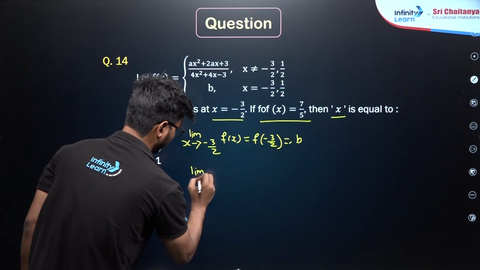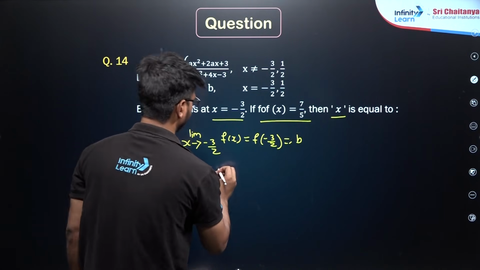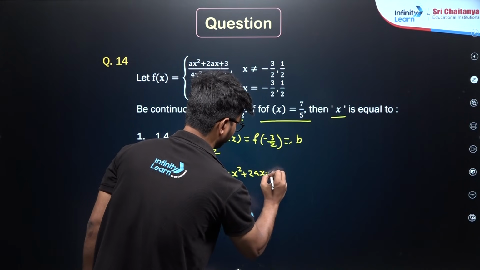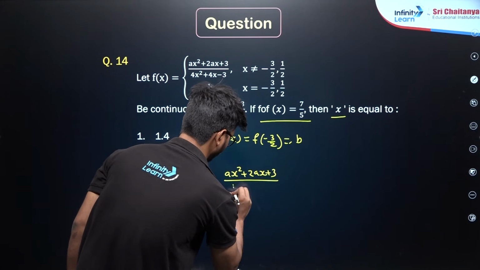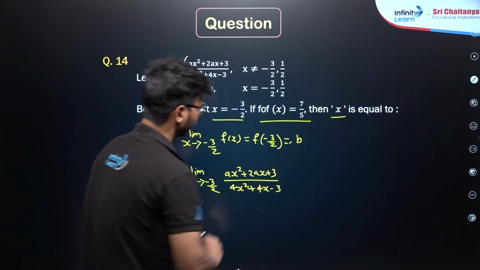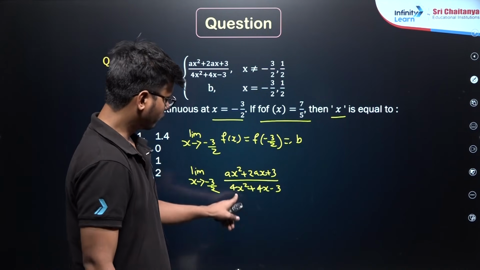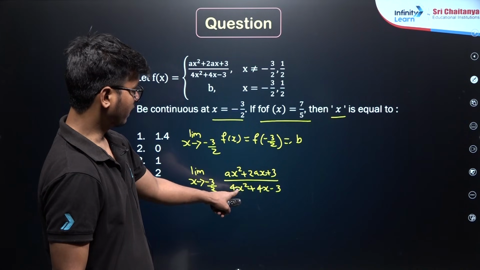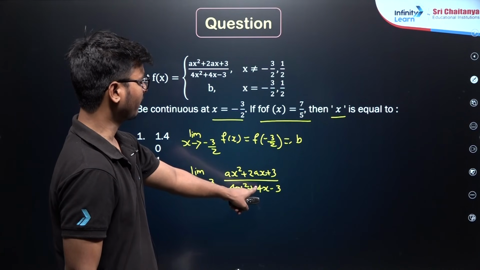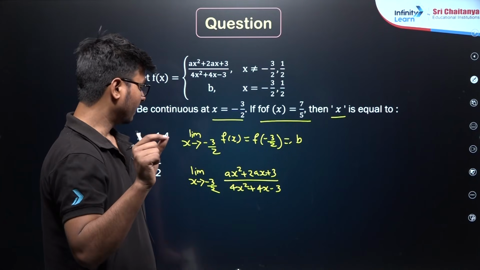So here I can write limit x tends to minus 3 by 2, and we are going to have ax square plus 2 times ax plus 3 upon 4 times x square plus 4x minus 3. Okay. Now if you observe, if you put the value of x equals to minus 3 by 2 in the denominator, so we are going to have 9 by 4, 4 getting cancelled, we are having 9, and here we are going to have minus 3 by 2, that is 2 and 2 getting cancelled, so minus 6 minus 3, 9 plus 9 minus 9, 0. So denominator is 0. For the limit to exist, numerator must be 0, correct?